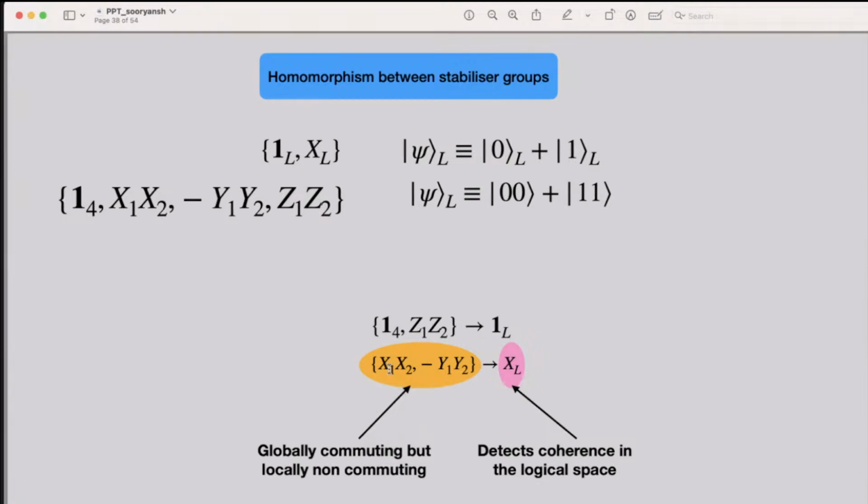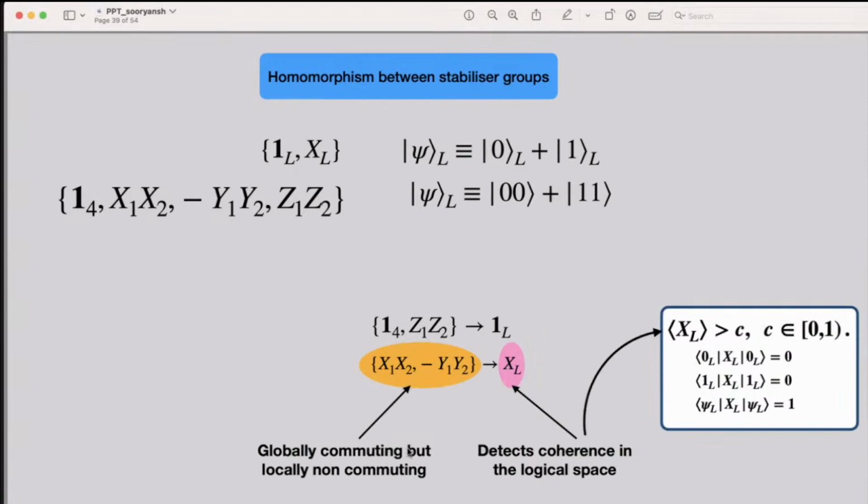Why this second map? Because this XL is an operator which detects coherence in the logical space. On the other hand, this x1 x2 and minus y1 y2, if we try to look at their nature, are globally commuting operators, but they are locally non-commuting operators. So as I have said, it detects the coherence in the logical space. What do I mean by that?